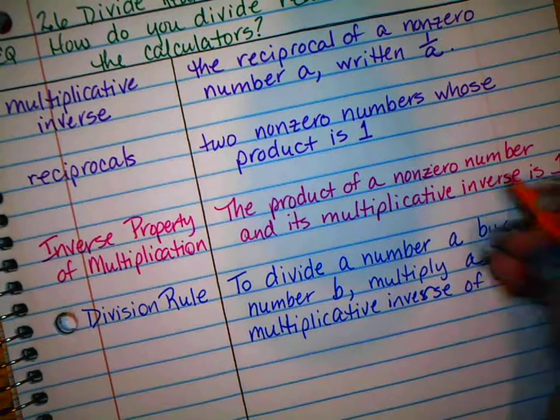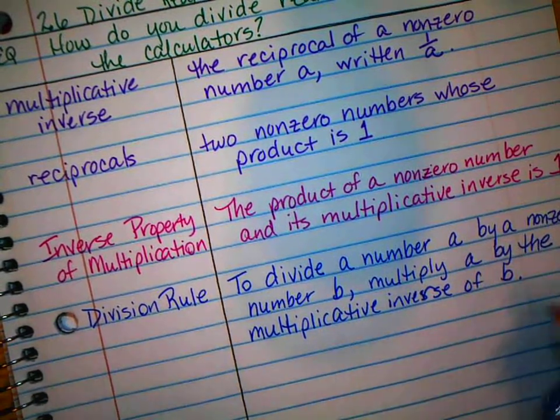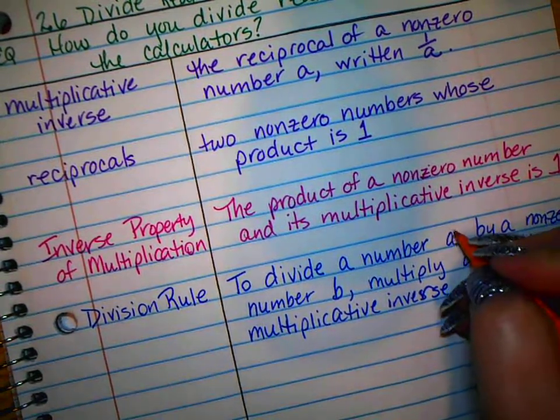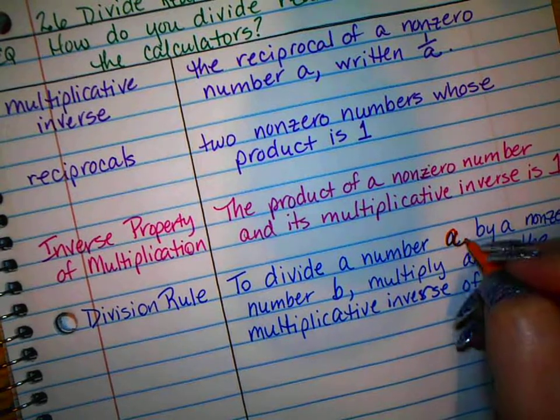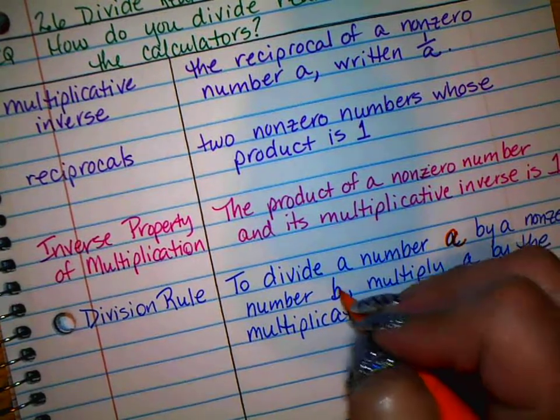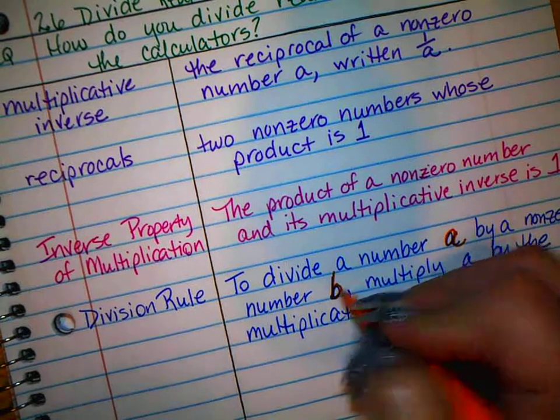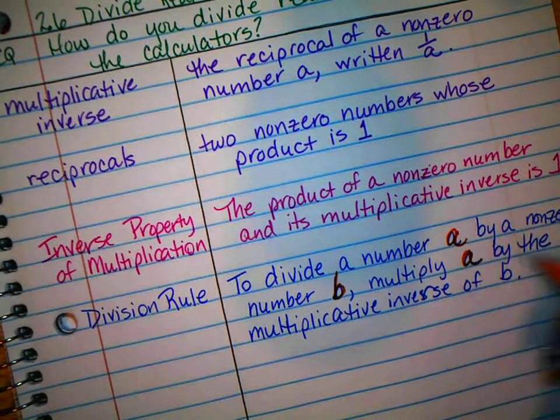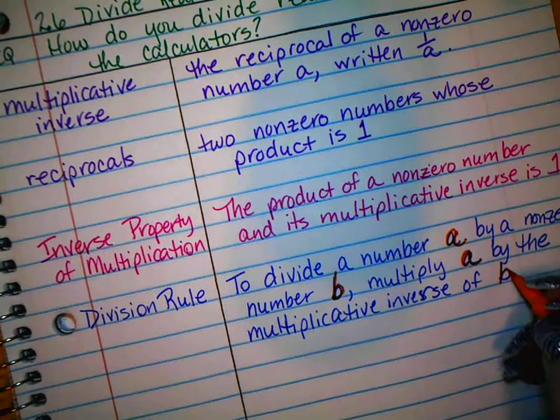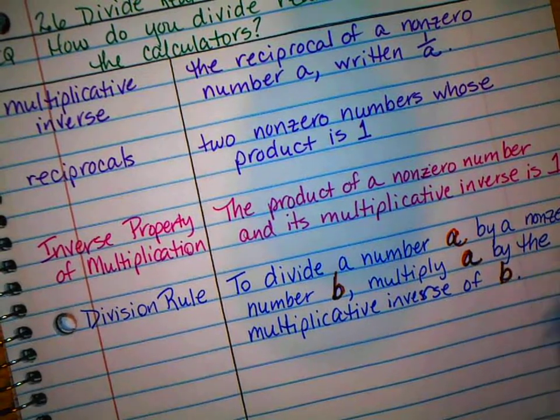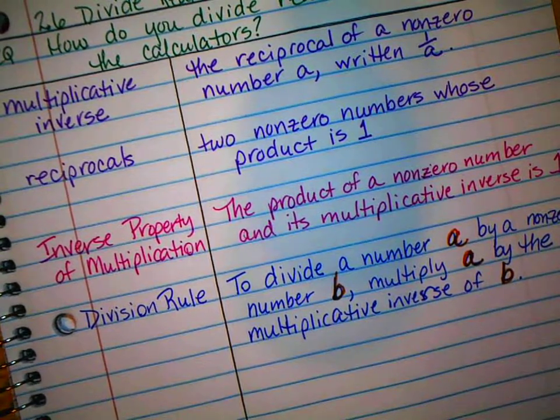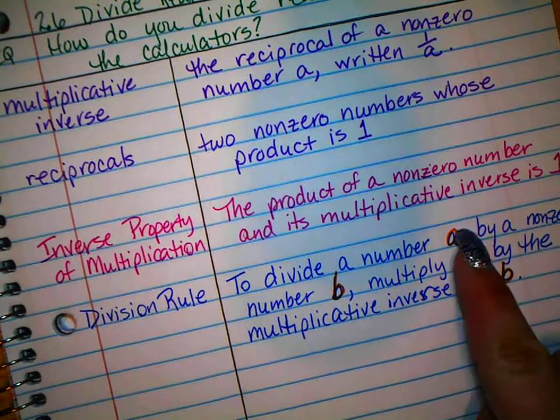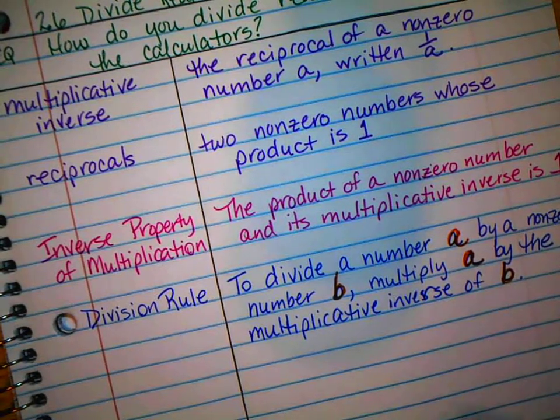So that you get this: to divide a number A by a non-zero number B, multiply A by the multiplicative inverse of B. Those are your variables. Those are your unknowns.